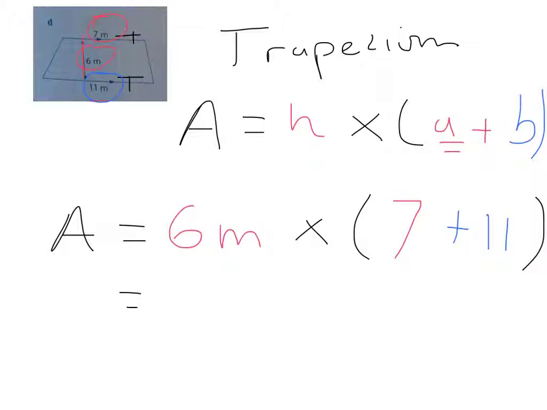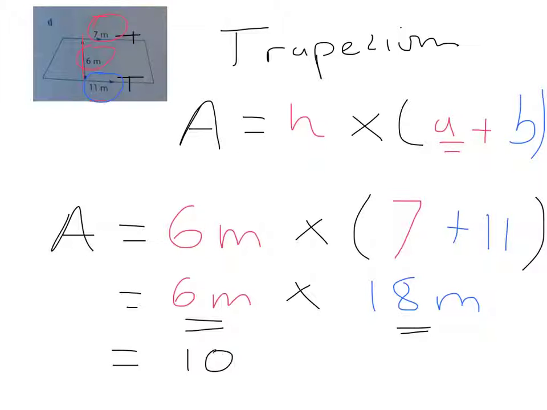So now we basically have everything plotted in, and all we have to do is figure it out. But remember, we have to do brackets first. So it's going to read 6 meters times, and then we fill out the brackets. So 7 plus 11 is 18. So 6 times 18 meters. And last step is we're just going to calculate 6 times 18 in the calculator. And remember, we're also going to do meters times meters, but 6 times 18 is 108. And then meters times meters would be square meters. So the result for this would be 108 square meters.